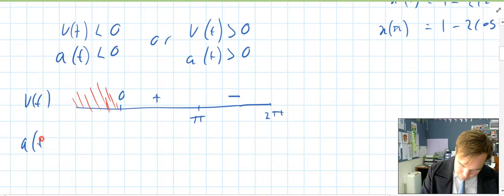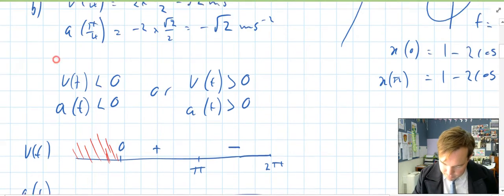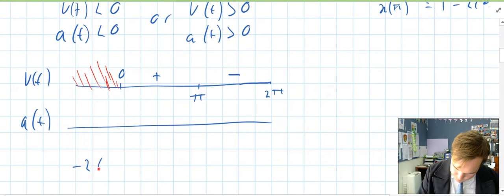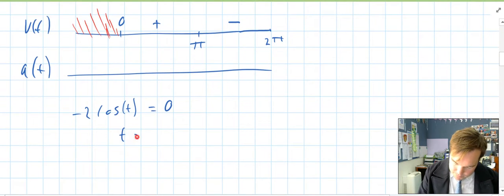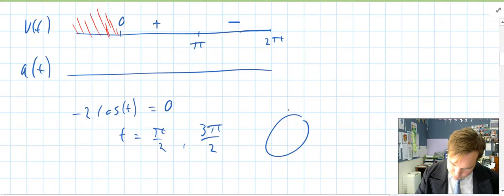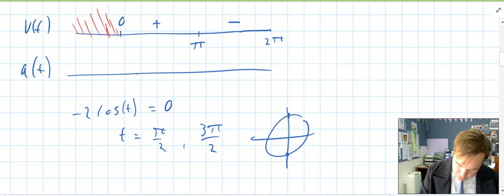Now for a(t). Sign diagram for a(t). Well, a(t) is just minus 2 cos t. And that is equal to 0 when t is equal to either pi on 2 or 3 pi on 2. And I hope you're happy there, but cos is equal to 0 up here and here. So therefore we are equal to 0 at pi on 2 and 3 pi on 2.